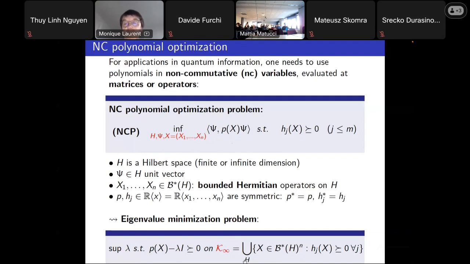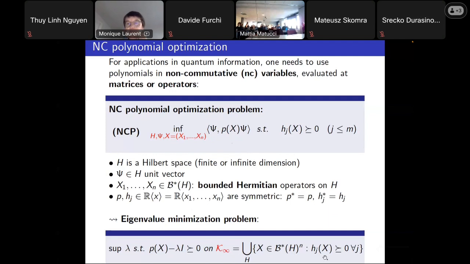This is the union over all Hilbert spaces. Once you have a Hilbert space, you pick an n tuple of Hermitian bounded operators, and you pick all those X which lie in the feasibility region, which make Hj of X PSD. So this is the constrained non-commutative polynomial optimization.